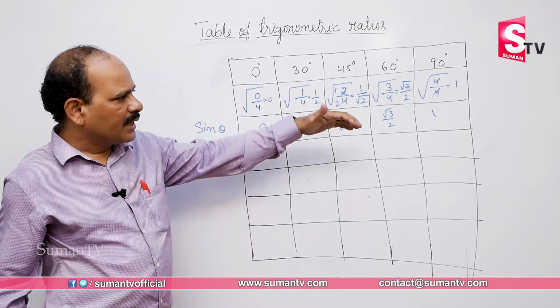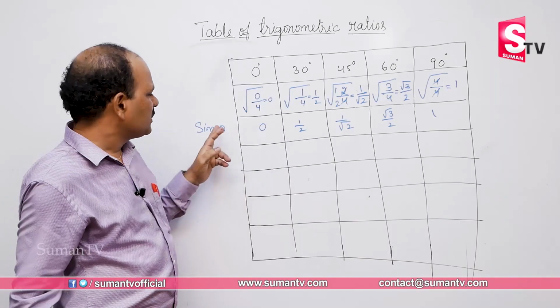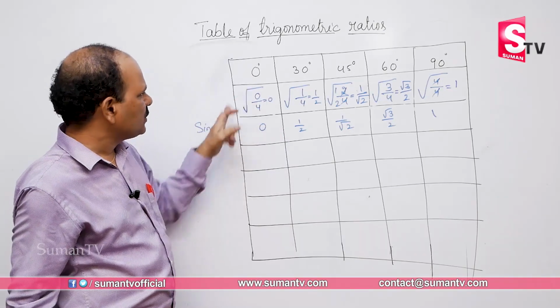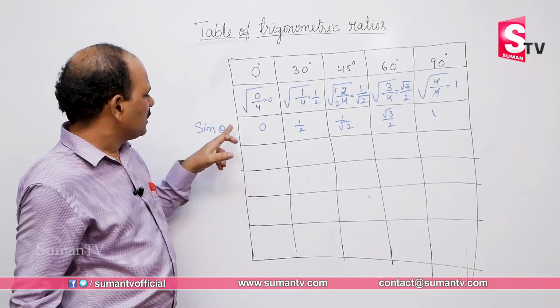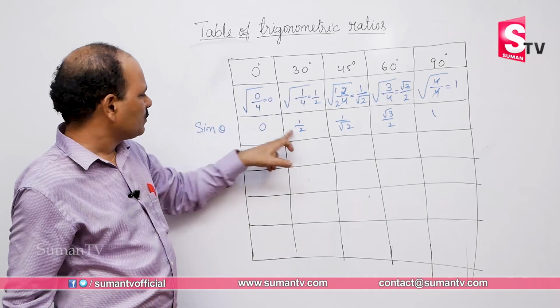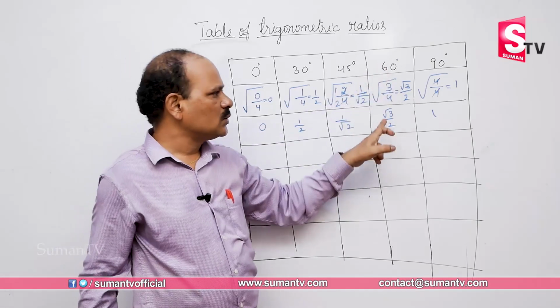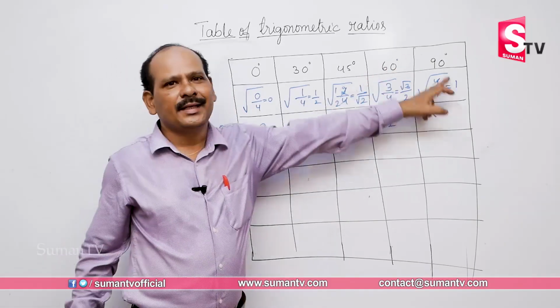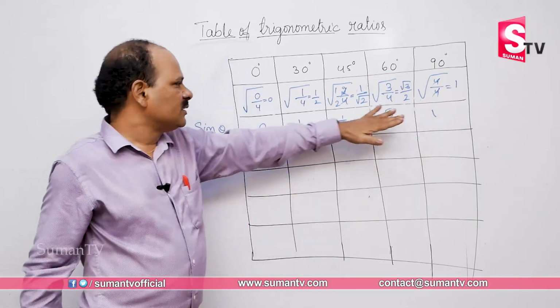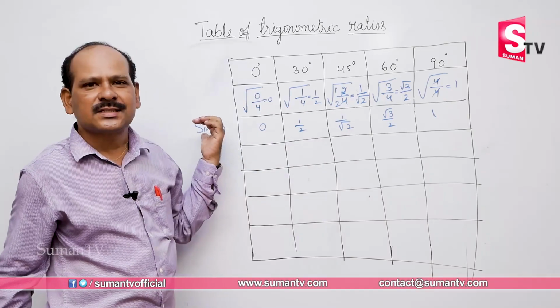Next, writing in the order: sine 0 is 0. Sine 30 is equal to 1 by 2. Sine 45 is equal to 1 by root 2. Sine 60 is equal to root 3 by 2. Sine 90 is equal to 1. These are all the values of sine.